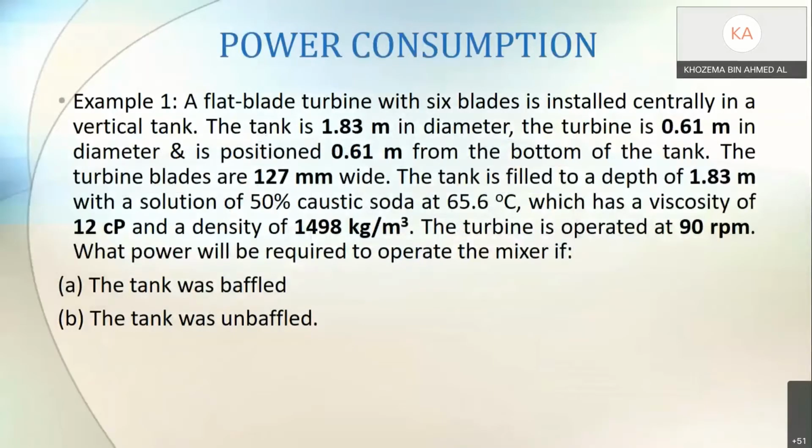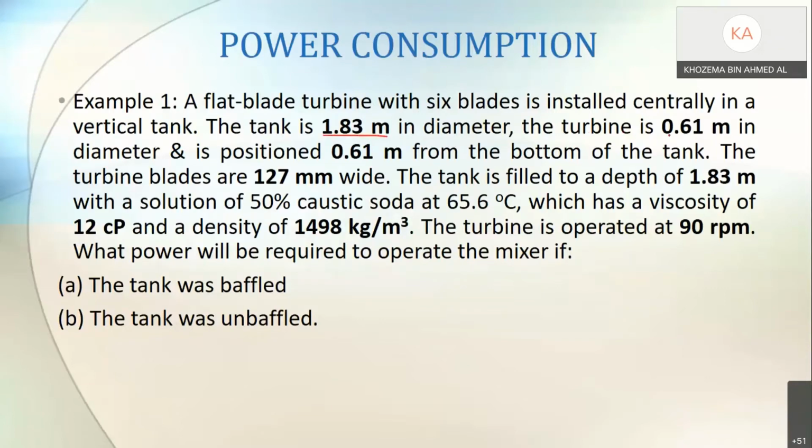This is an example about the power consumption in an agitated vessel. Example number 1 says that you have a flat blade turbine with 6 blades. So we have already mentioned the type of turbine that we are using. A 6 blade turbine is installed centrally in a vertical tank. The tank is 1.83 m in diameter. So you must make sure that this is your value of DT.